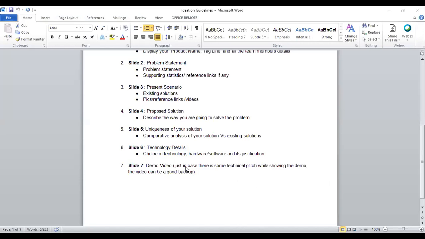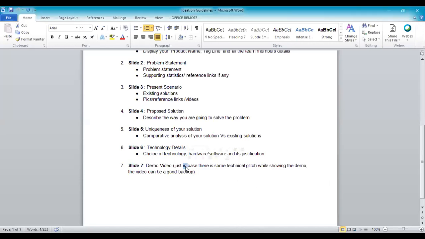Right. And then, of course, the last slide, the 7th slide we have mentioned here, is about a demo video. What do we mean by demo video? Well, a lot of times it so happens that you put in a lot of effort. The solution is working perfectly well when you're showing it to your friends, when you're showing it to your internal mentors and guides. And suddenly at the time when you're showing it to some external jury or some mentor or some visitor, it doesn't work. Something doesn't work. It happens a lot of times with technology.